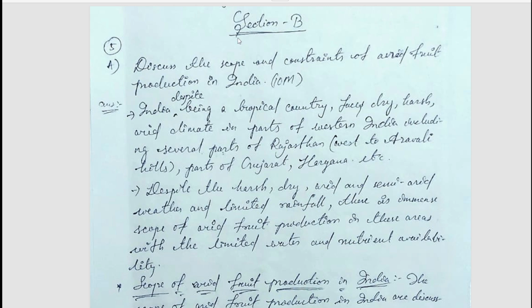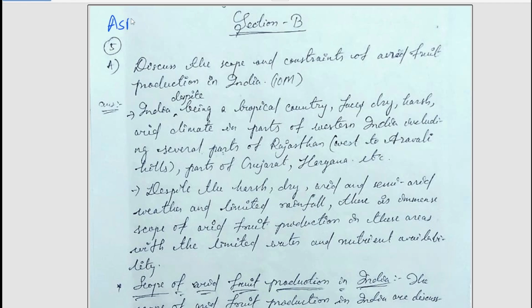So today we are going to discuss the next answer copy of our Aspire for Agriculture test series. As you all know, we are discussing a good amount of answer copies from that test series. Today we are going to discuss the copy of test 3 section B. We have already discussed section A of test 3 in the previous video, and today we will be discussing the questions asked in section B of test 3 and how the student has approached those questions.